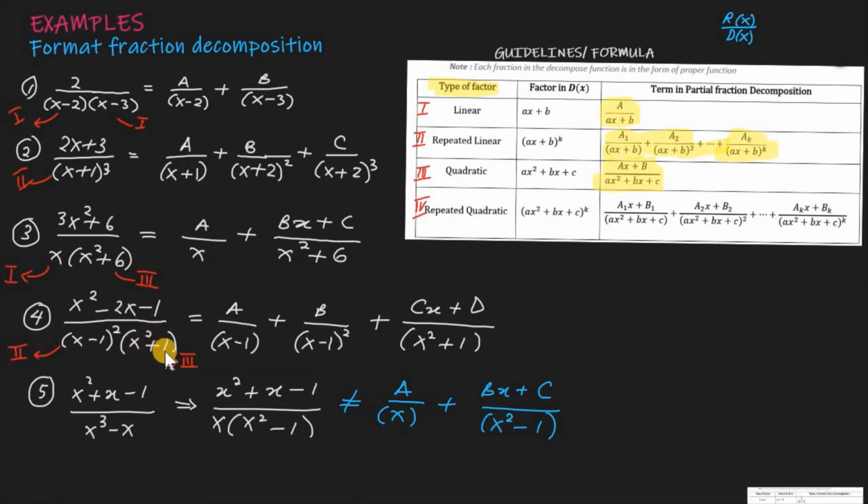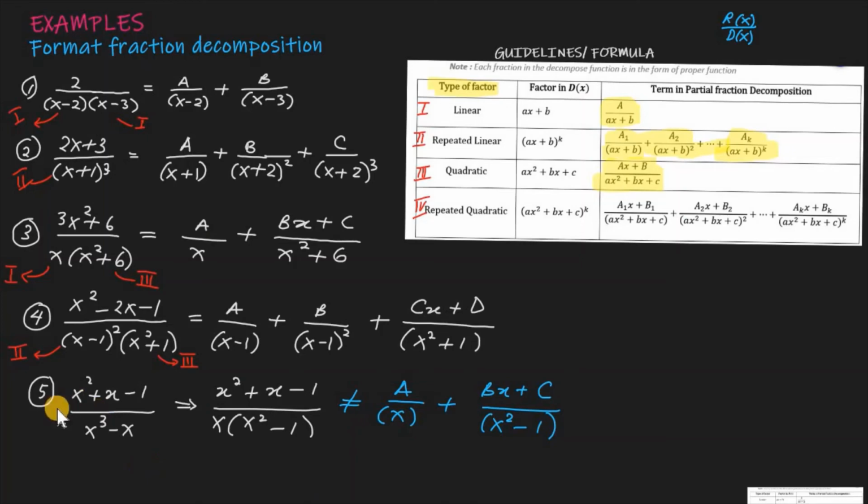we have x squared plus 1. We cannot factorize further. This is a quadratic form, irreducible quadratic, meaning we cannot factorize further. So if it is quadratic, the numerator will receive a variable x. So I call it cx plus d over this factor. So this fraction can be decomposed into 3 different fractions. So that is the formula.